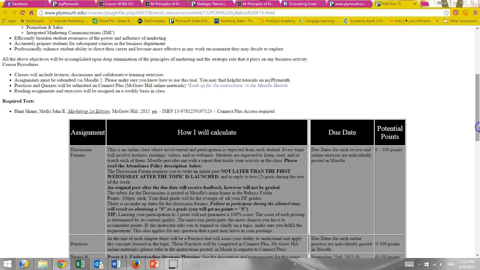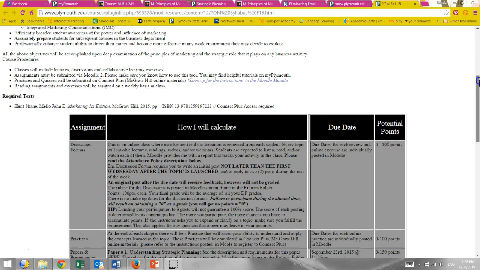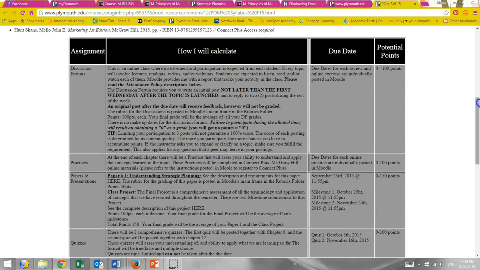And then here we have the text. I have already emailed you about the book and the Connect Plus access that you should have. This is an online class, so we need this resource in order to be more efficient. So this is what we need to do, and this is where you have to pay attention.